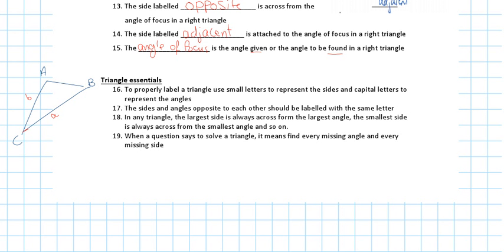Okay? So you always do that. With oblique triangles or with right angle triangles, you always name the angle and the corresponding side across from each other.